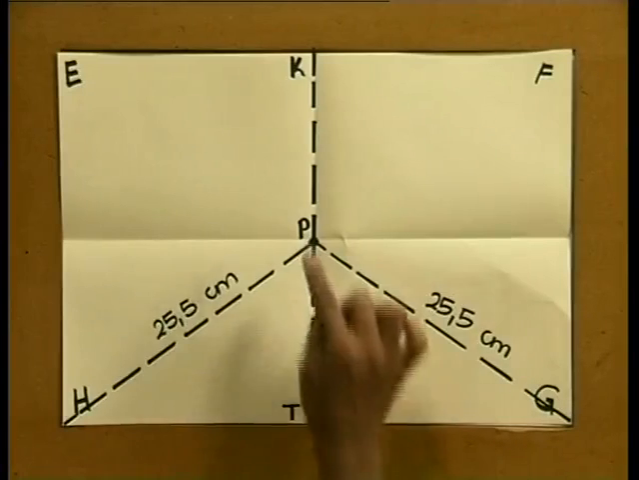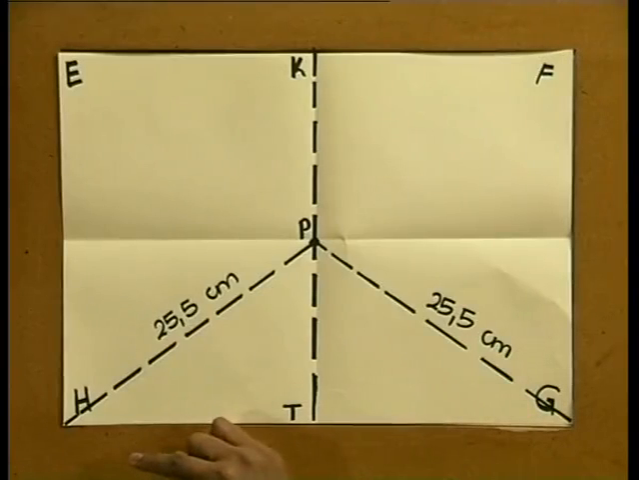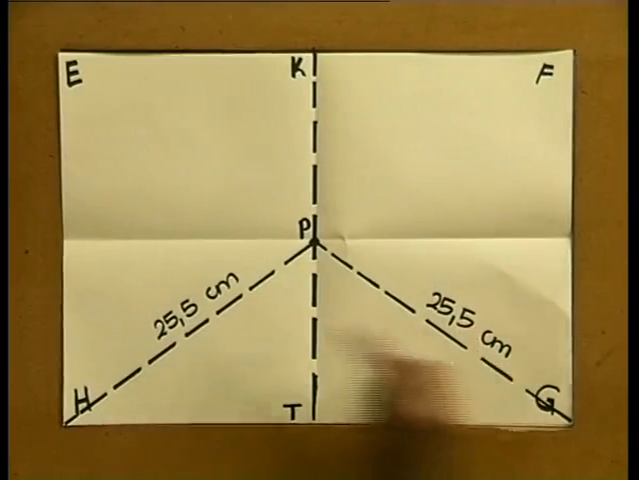Now that we know that PT is the line of symmetry, what can we predict about angle PGT and PHT? Well, if PT is the line of symmetry in this triangle, it means that angle PHT and angle PGT are the same size, as they are mirror images of one another. Do you also notice that these angles lie opposite the equal sides?